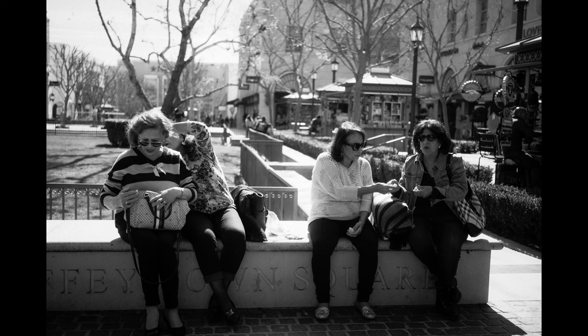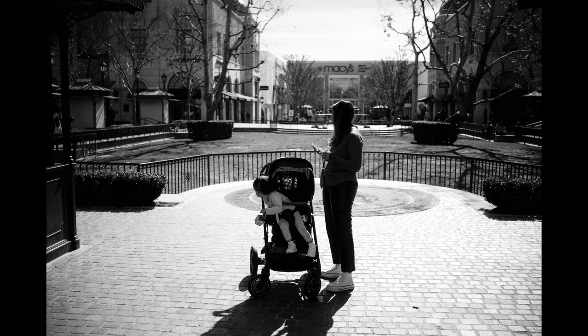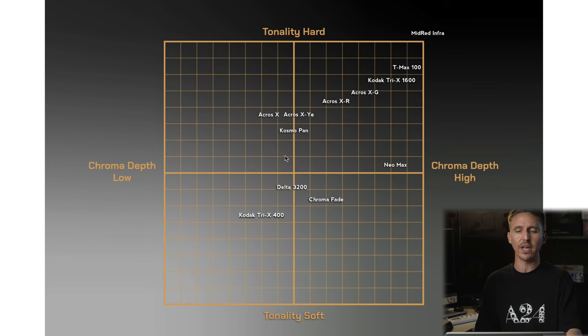Here's a little series I did with the black and white Sony film simulation recipe called Cosmo Pan. I like that. Out of all of the black and white film simulation recipes they have on the website, the Cosmo Pan, I just felt like was kind of the best. And as you can see here on the chart, it really does sit right in the middle.